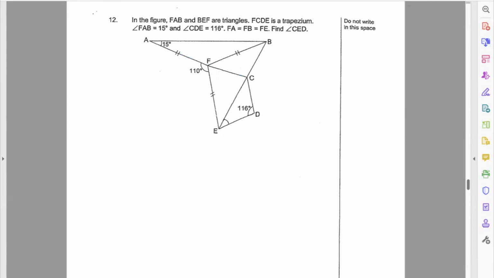Now, let's continue with the question. The question says that FCDE is a trapezium. So what's important when you read the word trapezium is to indicate where the parallel lines are. So these are the parallel lines. Now, you also see that FA is equal to FB. FA, they already marked for you, the double dash line, to indicate that it's equal. And FE, also a double dash line indicated. Now, from here, you can see that ABF is an isosceles triangle.